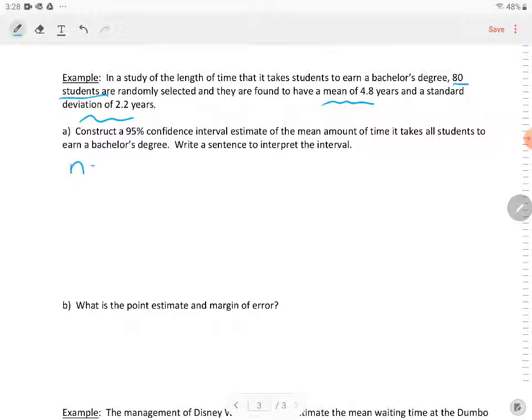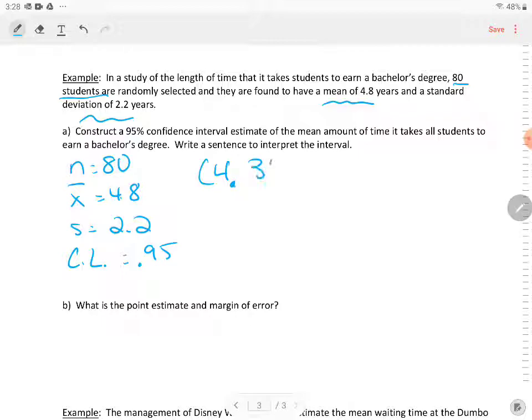So again, N is 80. X bar is your mean, 4.8. S is the sample standard deviation, 2.2. And your confidence level is 0.95. All right, so using the calculator, we will get 4.3104, 5.2896. That's our confidence interval.